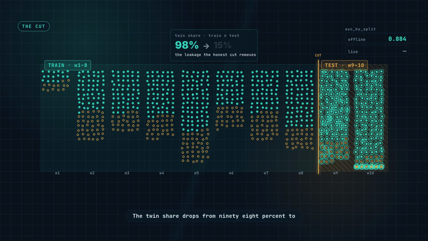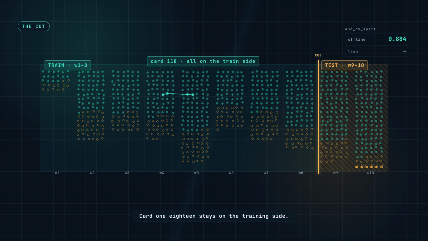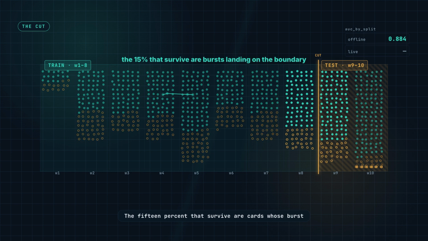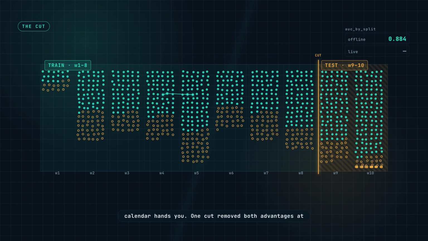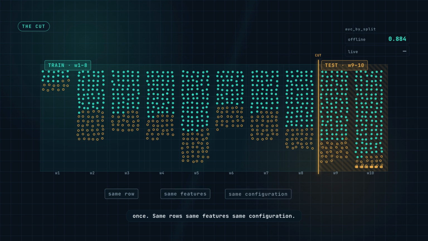The twin share drops from 98% to 15%, because a card that only lives 2 weeks rarely straddles the cut. Card 118 stays on the training side. The 15% that survive are cards whose burst lands on the boundary, which is what a real calendar hands you. One cut removed both advantages at once. Same rows, same features, same configuration, only the split moved.